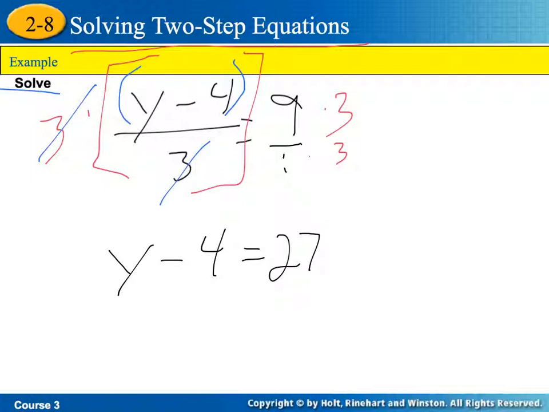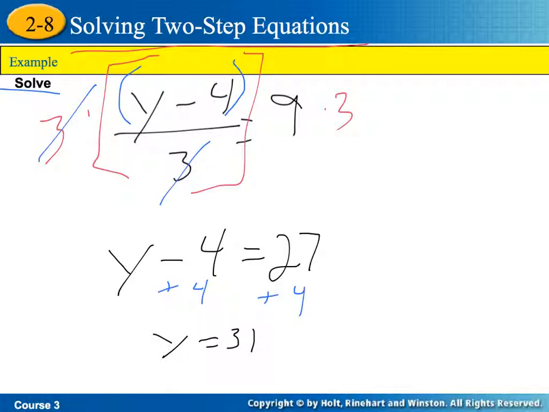So we get rid of that 3 by multiplying, and we want to do that first because we are going backwards through the order of operations. Going forward it would be parentheses, then division, but because we're going backwards, we have to get rid of the division, then get rid of the parentheses. All right? So again, how do we do y minus 4 equals 27? We add 4 to both sides, and our answer is y equals 31. Get rid of that division first, and then get rid of the adding and subtracting.